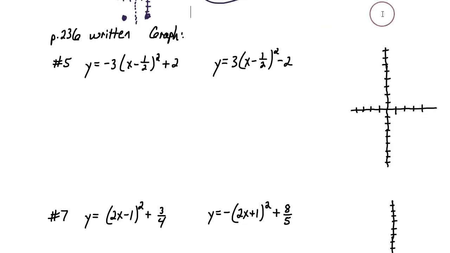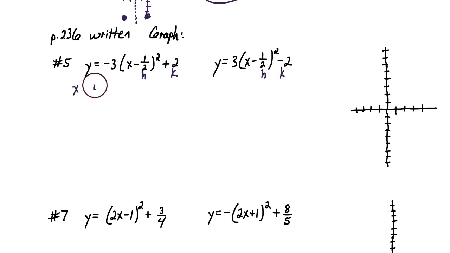Page 236, we're asked to graph these two parabolas. Well, what form do we have? Do we have vertex or standard form? Because knowing what form you have affects how you find the vertex. Here we have vertex form. This is h and this is k. On this one here, this is h and this is k.